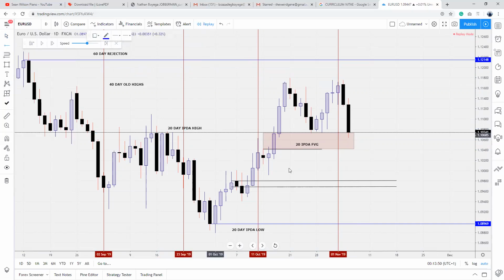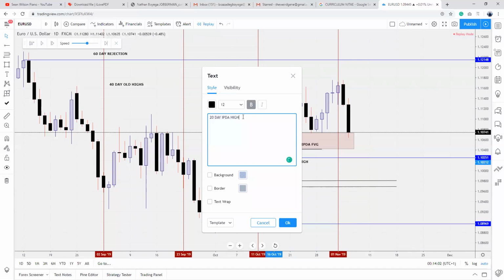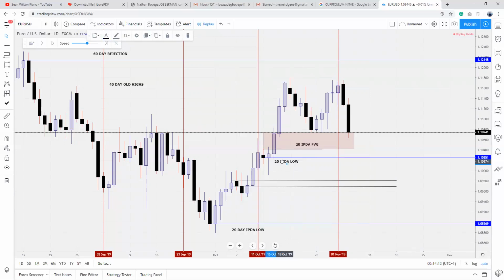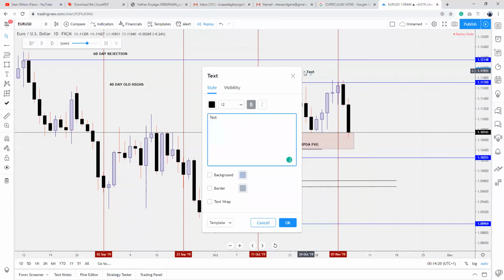So we have a daily rejection block, equal body candles, a 20-day IPDA rejection block. So that's a 20-day IPDA swing low. Write this down: let's make this 20 IPDA low on that level. And this actually falls under the 20, so 20 IPDA high.